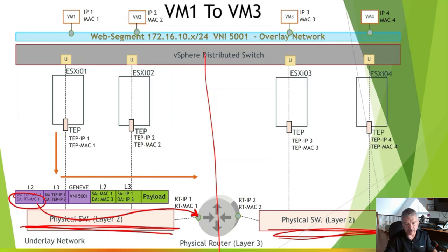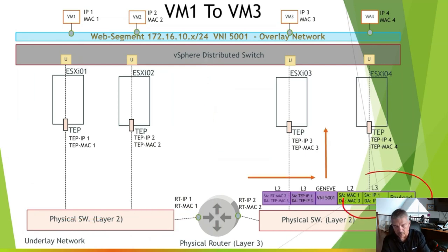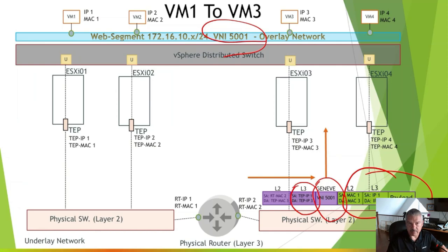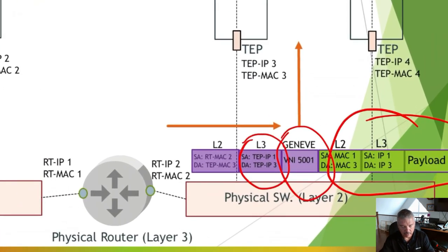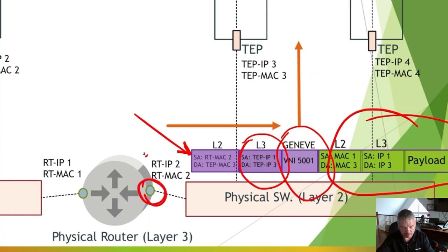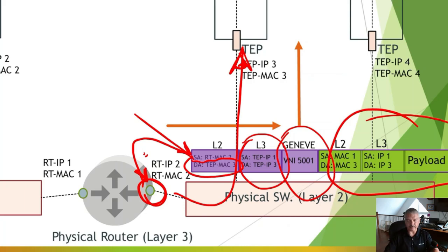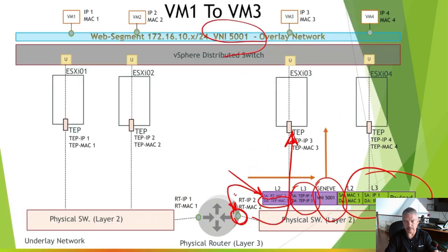Watch what happens as it passes through the router. The payload never changed. The Geneve segment never changed, so it's still 5001. The layer 3 source and destination IPs for the TEPs never changed. The only thing that's changed, if you look carefully, is the source MAC is now RT MAC 2, this interface of the router, and the destination MAC is now TEP MAC 3, the MAC address of this TEP.